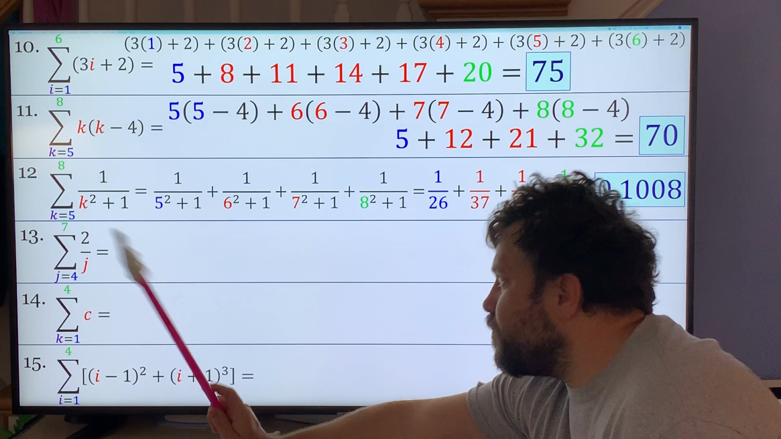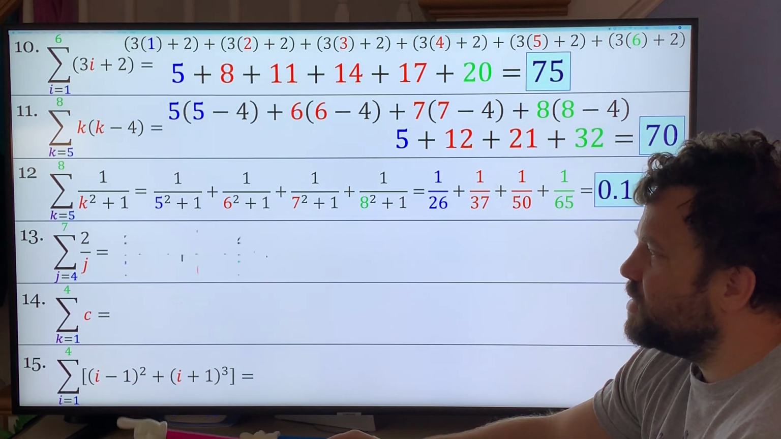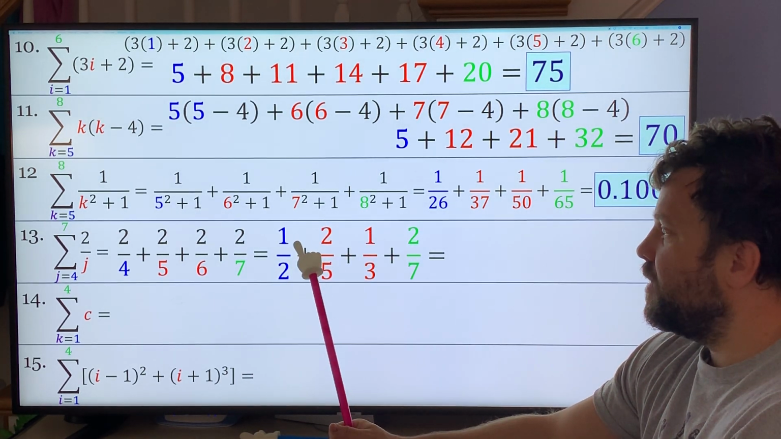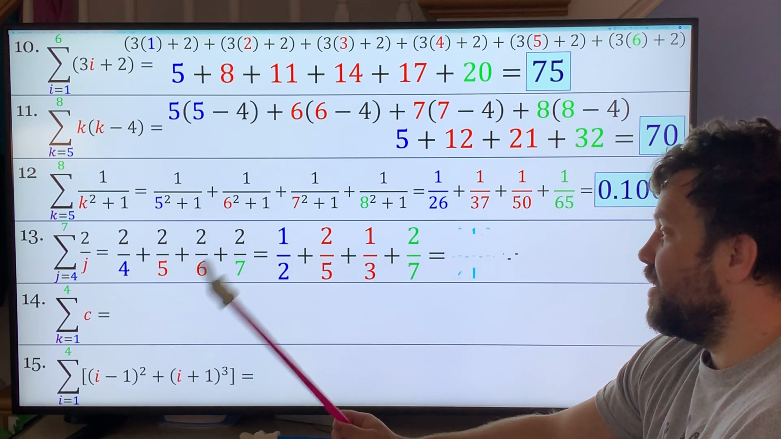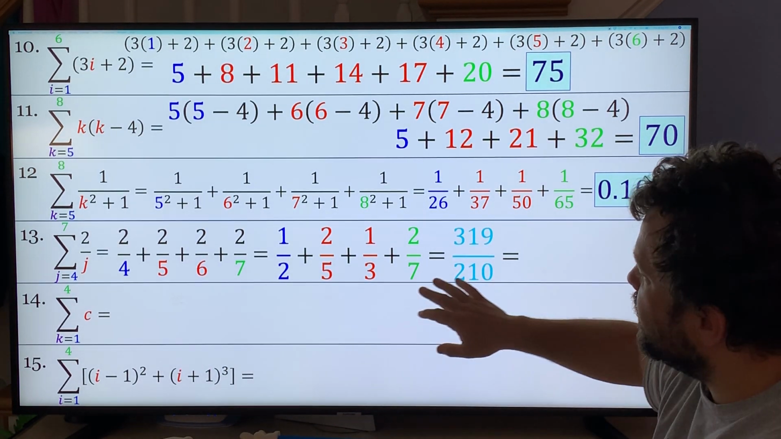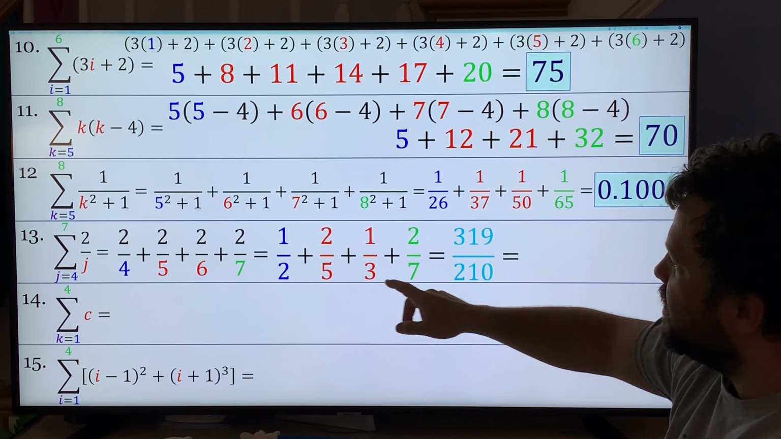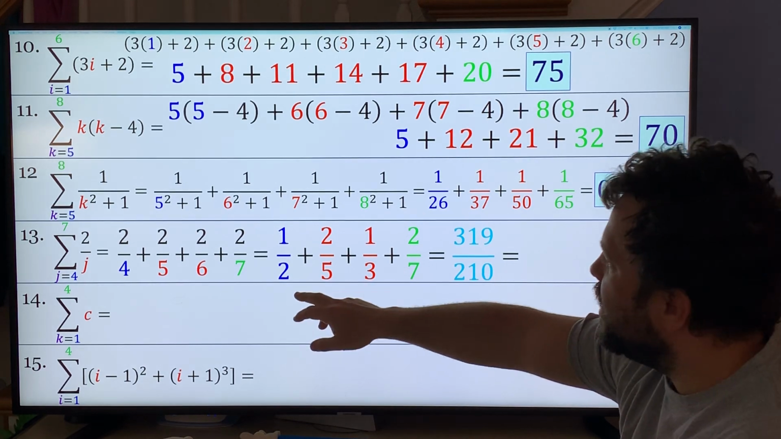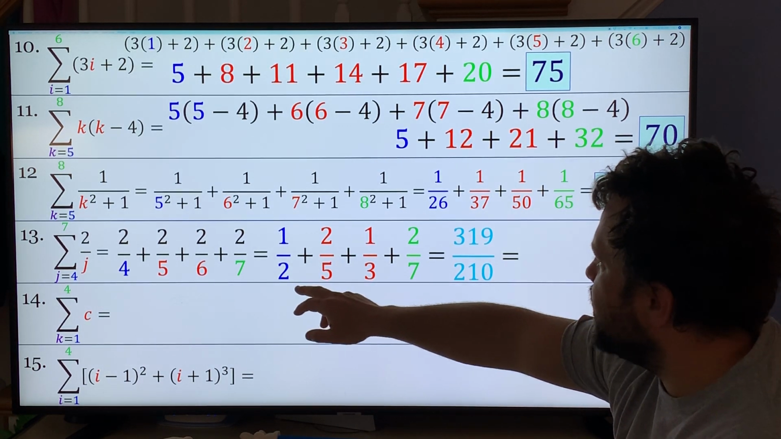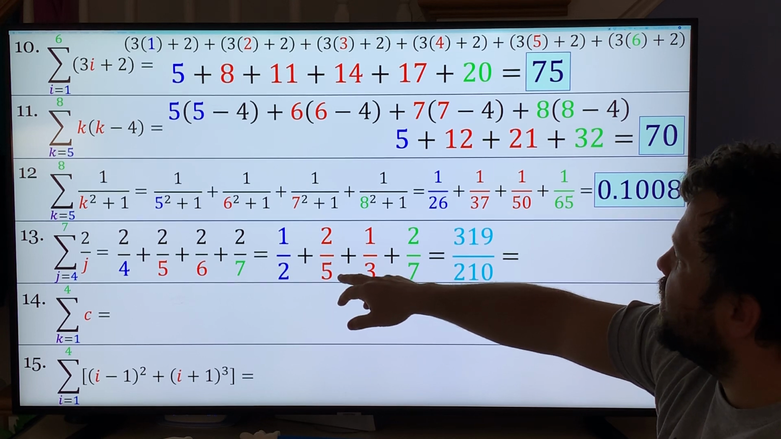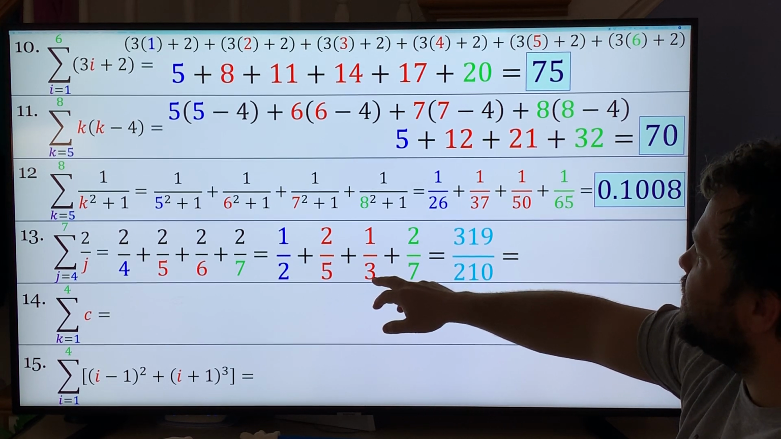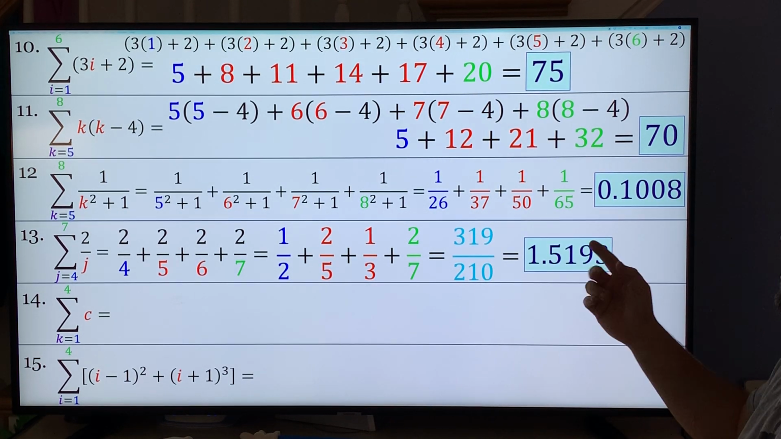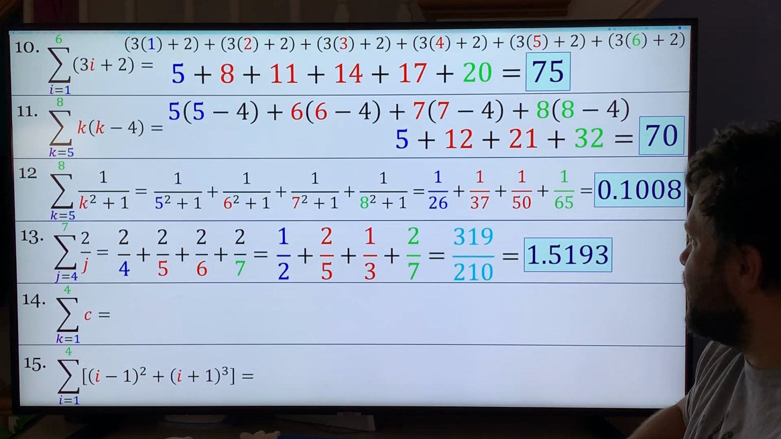All right, so 13. We go from 4 to 7: 2 over 4, 2 over 5, 2 over 6, 2 over 7. Calculator. If you want to reduce this to 1/2, you can. If you want to add these up, you can find the common denominator, which is 210, because 2 times 5 times 3 times 7 is 210. I don't know why I said 270. So this would be 105 over 210, 84 over 210, 70 over 210, and 60 over 210. You add them all together, you get 319 over 210. Or you can just use a fraction. That's what I would do, easier. 1.5193, right?